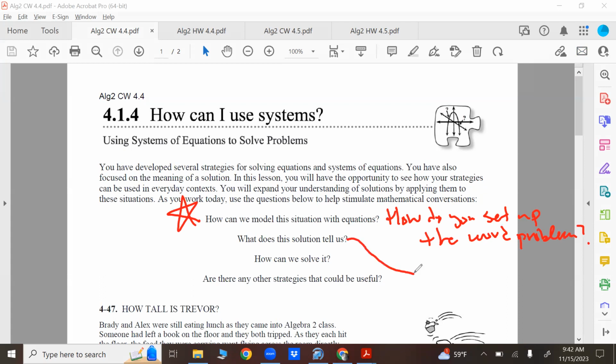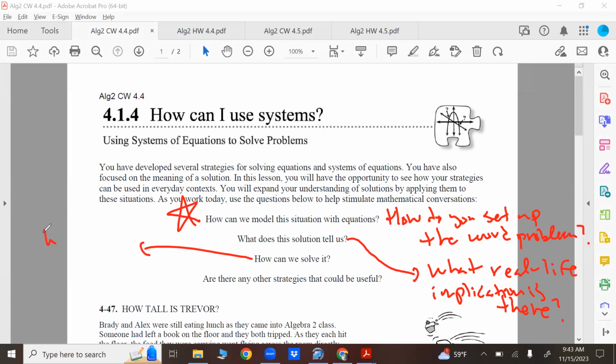What does the solution tell us? Basically, what real life implication is there? Because there's a real life implication sometimes with these word problems. How can we solve it? So which technique will you use to solve it? We could do something algebraic, or graphically, or even algebraic with substitution or elimination. Are there any other strategies that could be useful? Graphical, perhaps. So that's what those questions mean, in layman's terms.